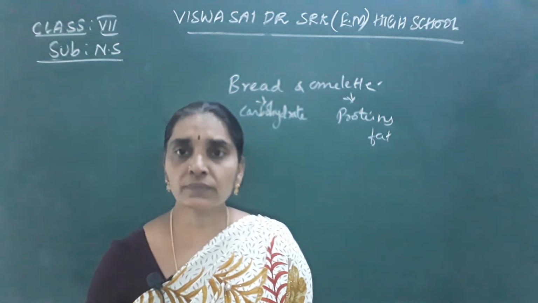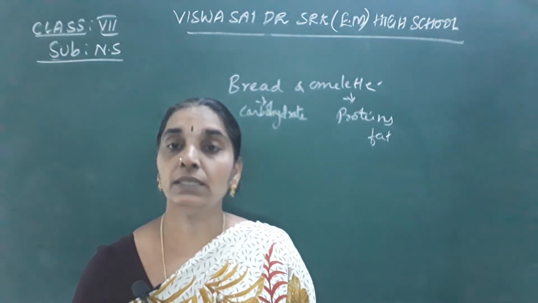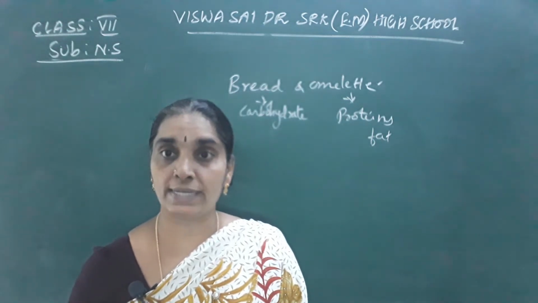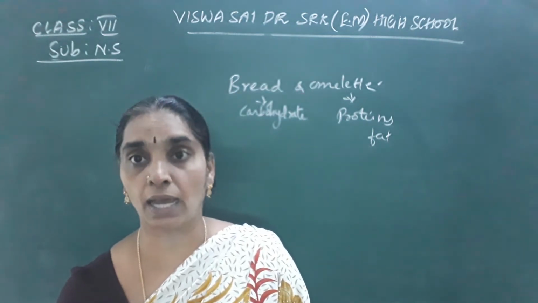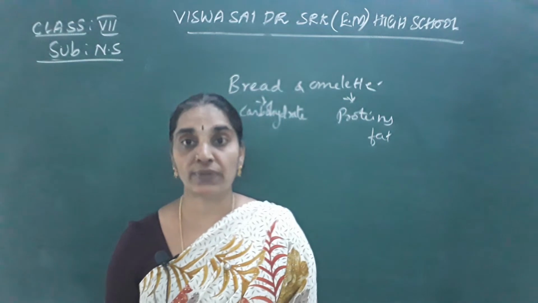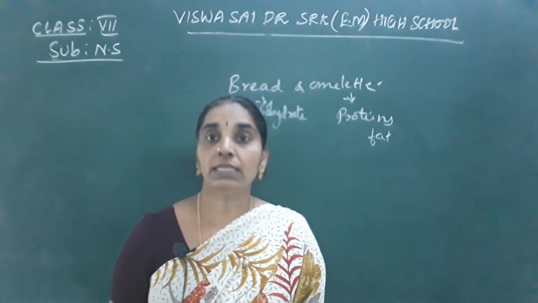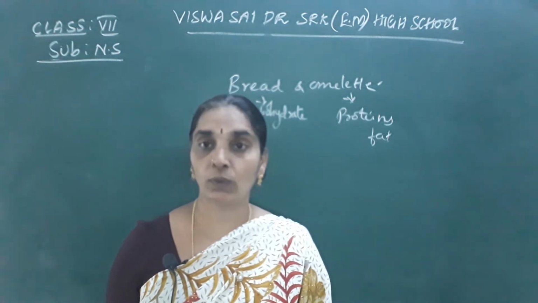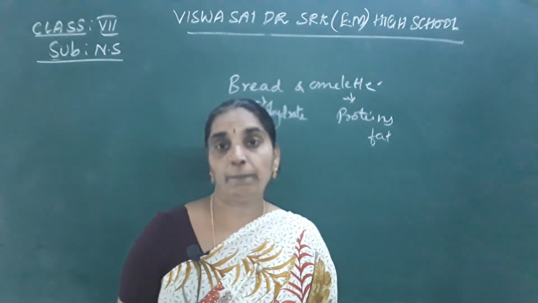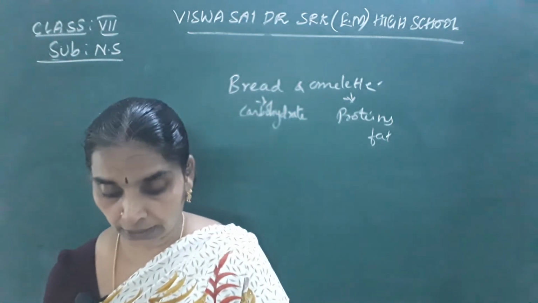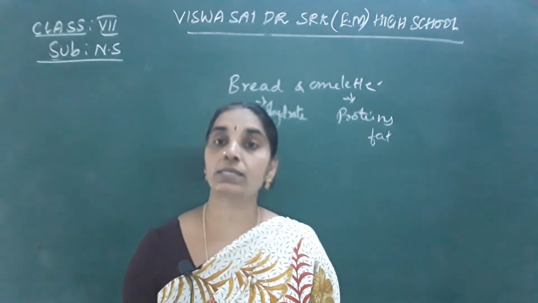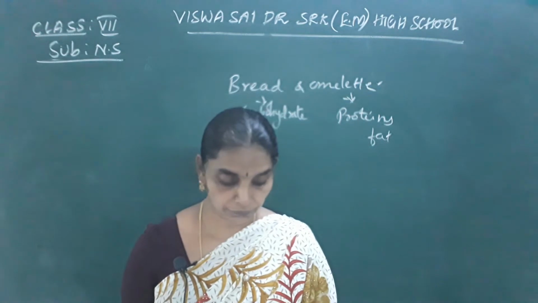So in making an item with all the food components, like carbohydrates, if you include cereals, dal and green leafy vegetables, with a little amount of fat, not more, then it makes a balanced diet. So like that you can mention the list of food items that contain all the components of food.